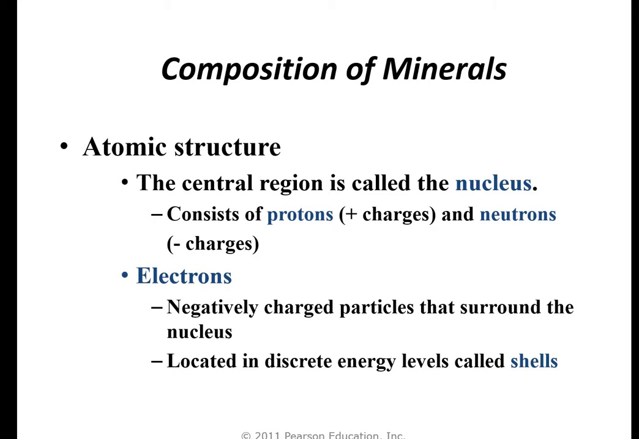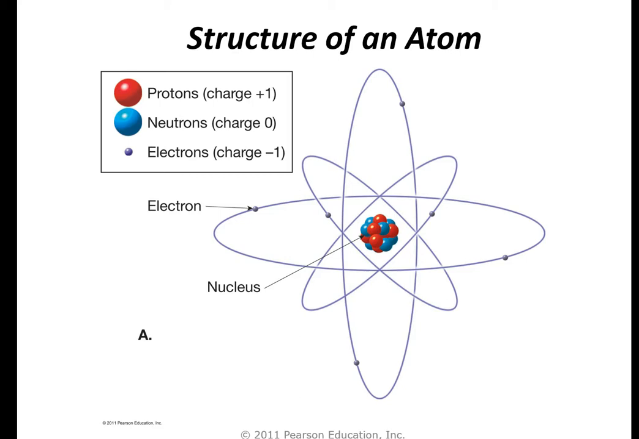The structure of an atom is such that the central part is called the nucleus, which contains protons and neutrons, and outside the nucleus is a cloud of orbiting electrons. And I'll show you a diagram of that. The electrons orbit in particular shells around the nucleus.